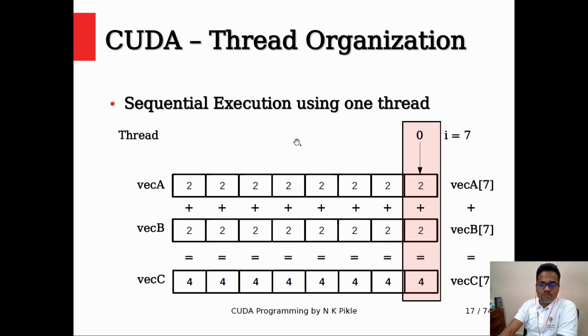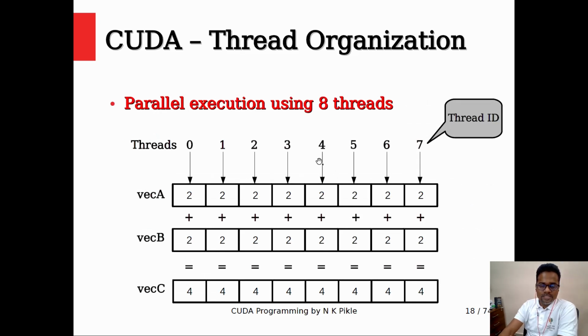But what if I can spawn multiple threads? In this case I am spawning, let's say, 8 threads. Now I have 8 threads that can execute in parallel. So let's say this thread is going to perform addition of the 0th element of A and B, and the result will be stored in the 0th location in the vector C. Same way, if I take the 4th thread here, it will perform addition on the 4th element of A and B, and it will be stored in the 4th location in C.